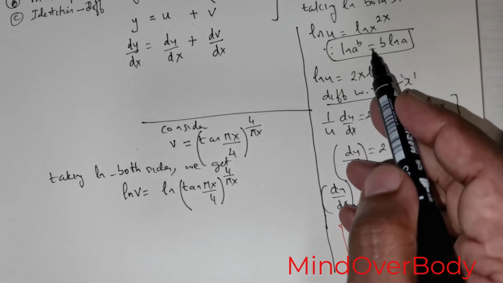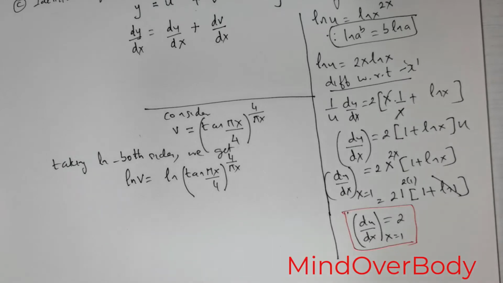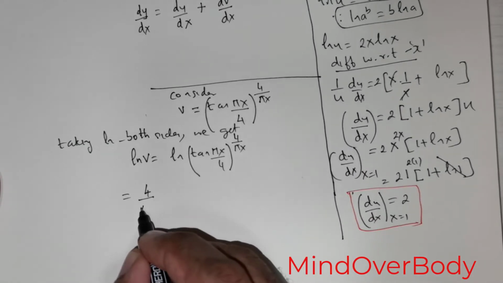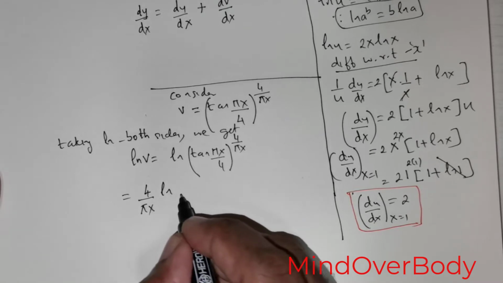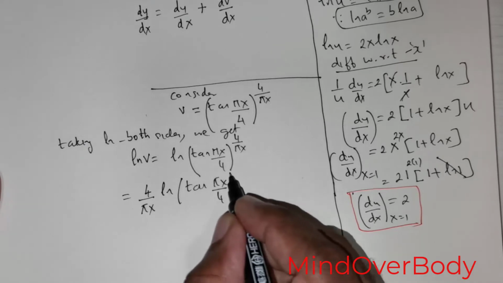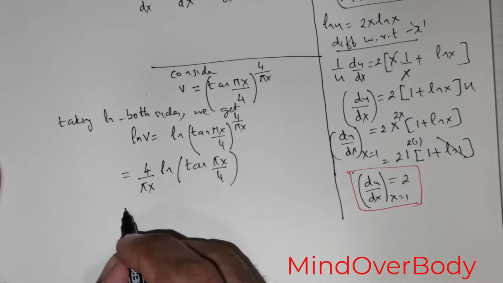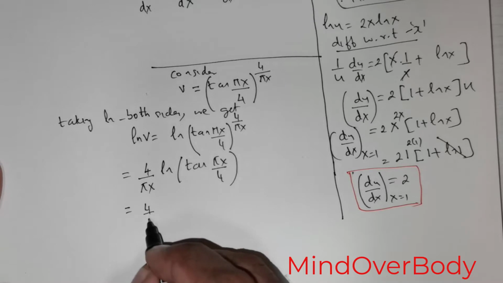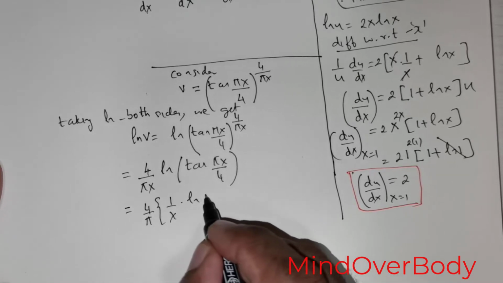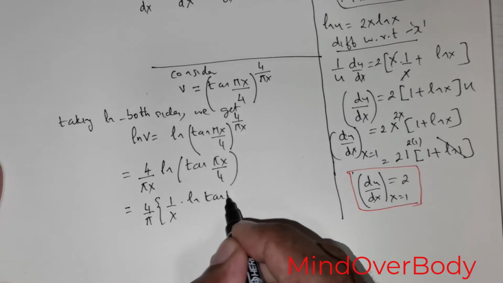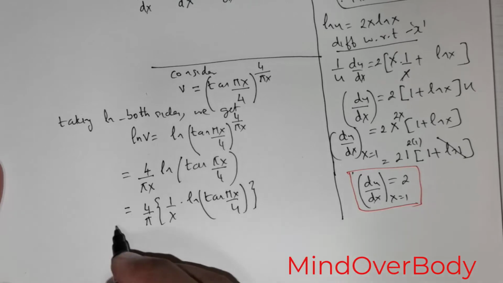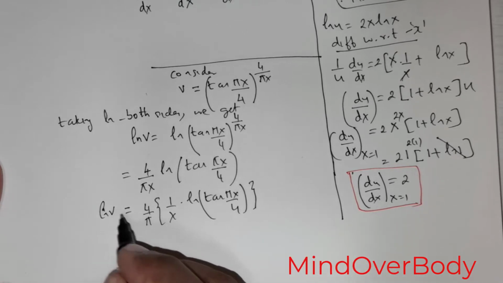Since we know this formula, ln of a raised to the power of b is equal to b times ln a, this is equal to 4 over pi times x times ln of tan(pi x over 4). So this is what I've got. Now I'm going to rewrite this as 4 over pi times 1 over x times ln of tan(pi x over 4), and that's going to be my ln v.